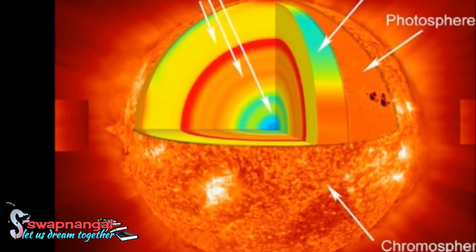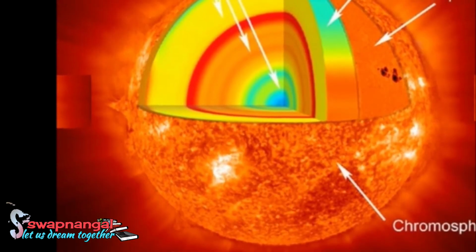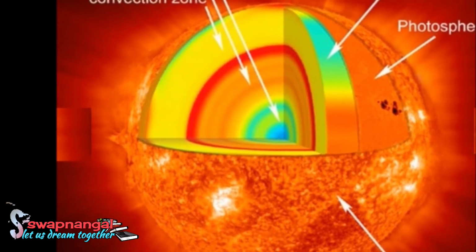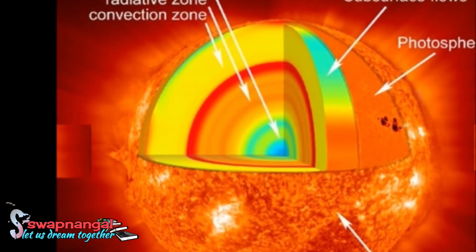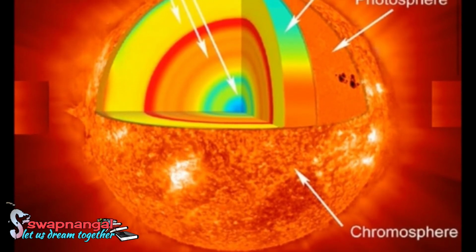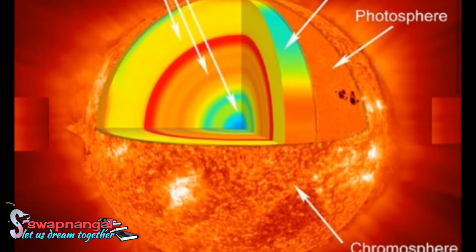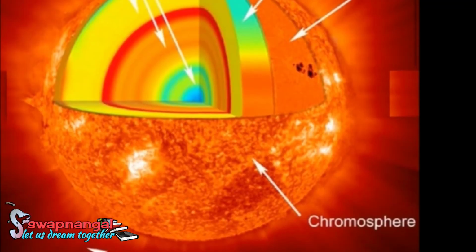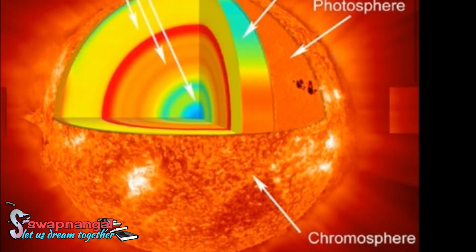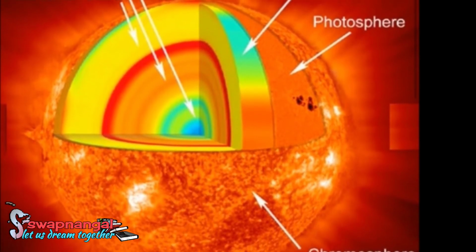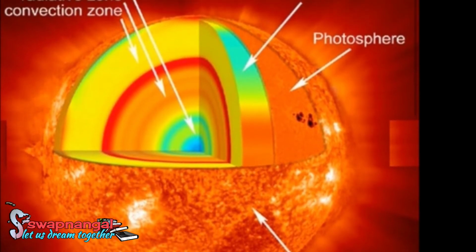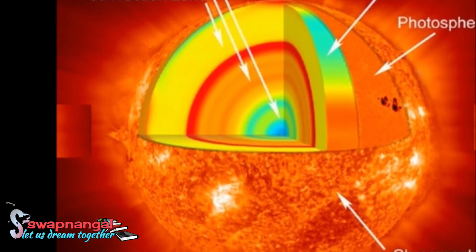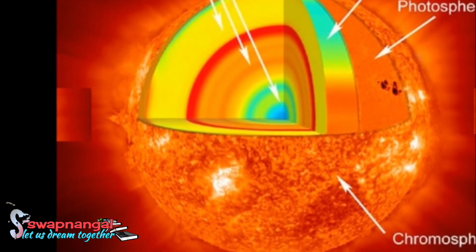The radiative zone is a zone between the core and the convection zone. In this zone, the energy created by the nuclear fusion in the core is conveyed by the photons to the convection zone. The temperature drops to 1.5 million Kelvin in the region. The convection zone is the outermost inner layer of the sun. Energy is transported by convection to the photosphere. It has a temperature of about 5700 Kelvin.